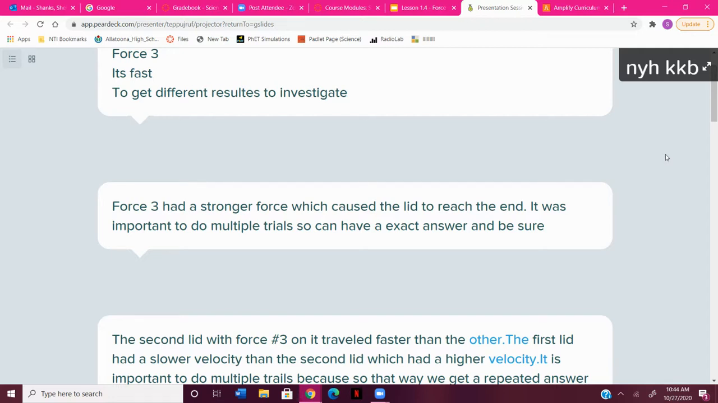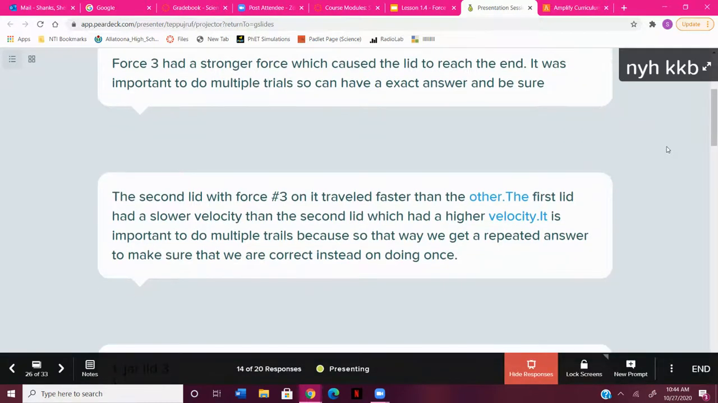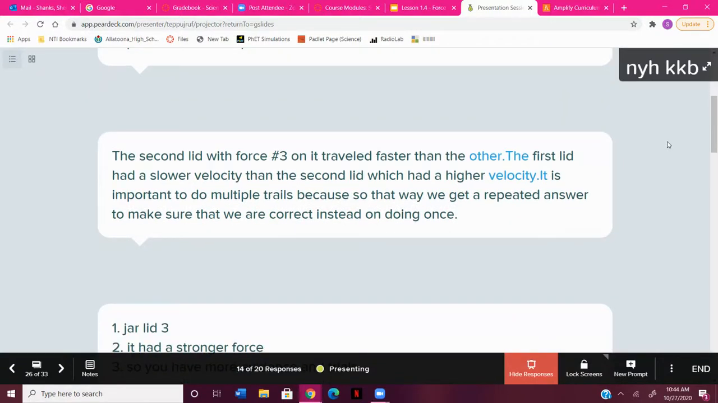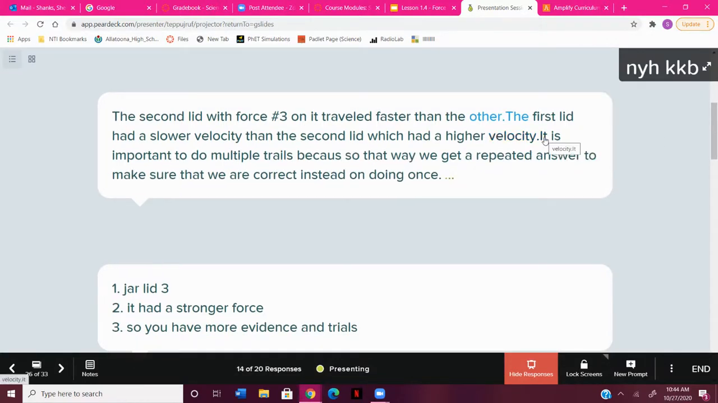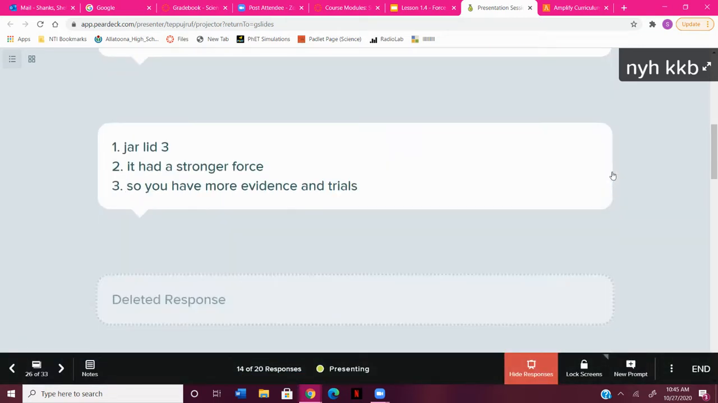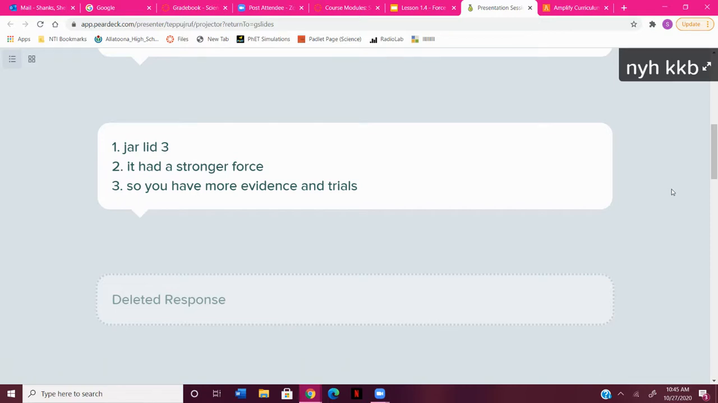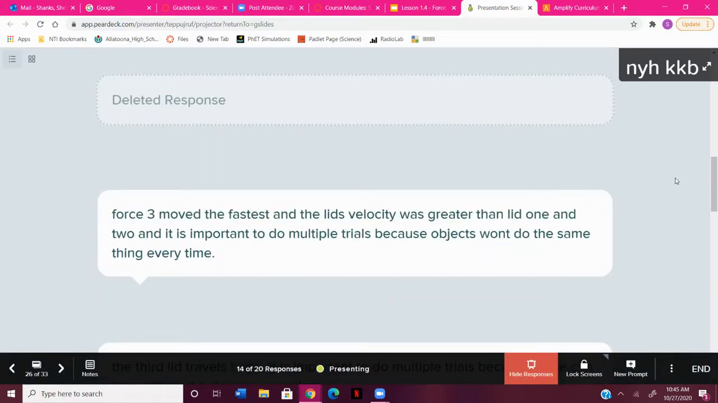Okay. So if force 3 had a stronger force, which caused the lid to reach the end, it was important to do multiple trials so you can have the exact answer and be sure. All right, so it is important to do multiple trials because that way we get a repeated answer to make sure that we are correct instead of just doing it once. More evidence in trials. And so we know that if jar 3 was faster, it had a stronger force, or the jar lid that had force 3.